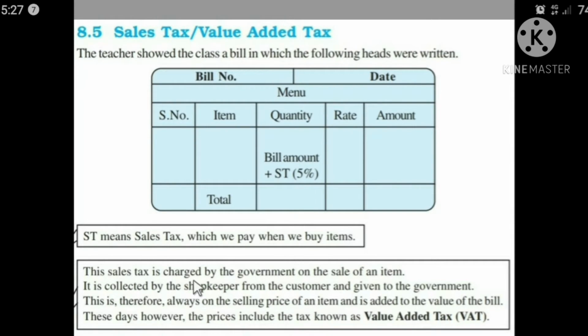This sales tax is charged by the government on the sale of an item. It is collected by the shopkeeper from the customer and given to the government. This is therefore always on the selling price of an item. On which price are we giving the ST? Selling price of an item, and it is added to the value of the bill. These days, however, the prices include the tax known as value added tax, that is VAT.